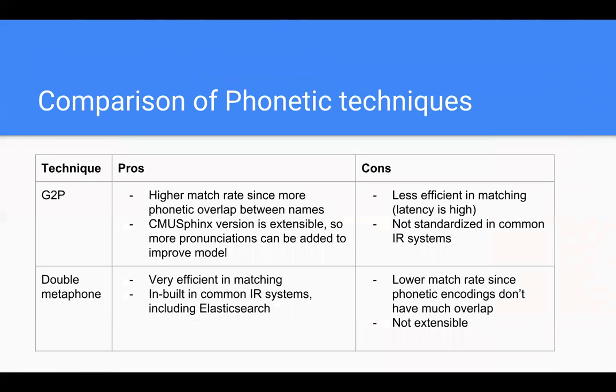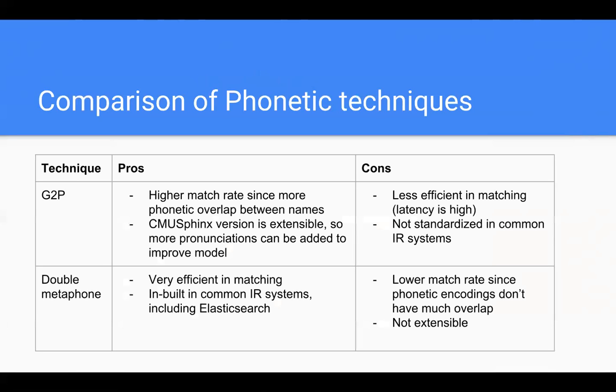So just a quick comparison between G2P and double metaphone. For G2P, the cons are that it's less efficient in matching because the latency is very high and it's not standardized in IR systems. But the good thing about it is that you have a higher match rate just because there are more tokens that you can match against.